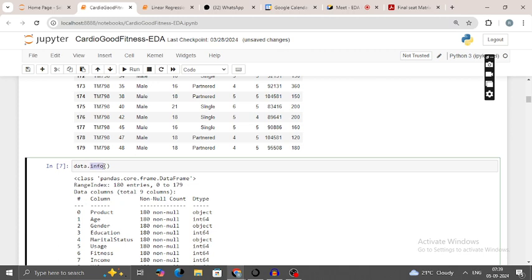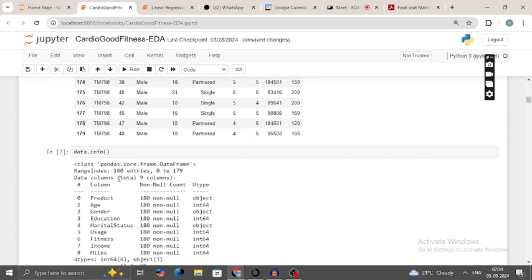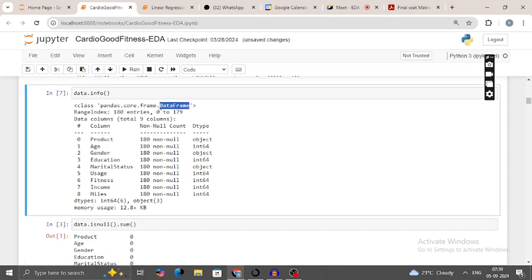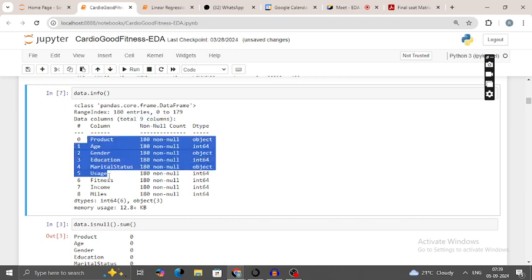So data.info. Look at this. Once you run data.info, it's a pandas core frame class, and inside that it's a data frame. How many entries? 180 entries are there, 0 to 179. Total columns, how many do you have? You have 9 columns, and the data type of each of the 9 columns is given.